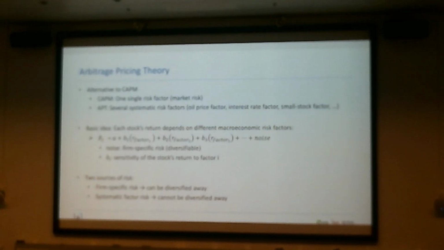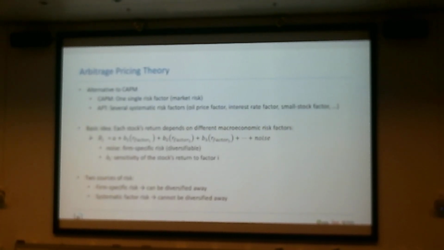And the APT now says, no, there might be other important risk factors. So in the APT, there are several systematic risk factors that determine the expected return of the stock. And these can be basically anything. Of course, very important ones might be the oil price factor, interest rate factor, small stock factor, but it can basically be anything. You can just think about which risk a company is exposed to, and then these can all be factors. If a company is located close to a river, then you have this flooding factor or weather factor.